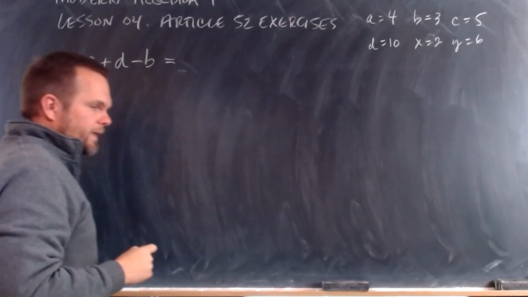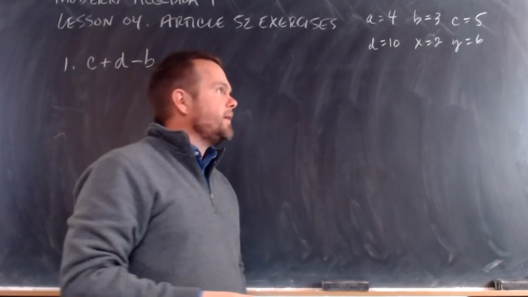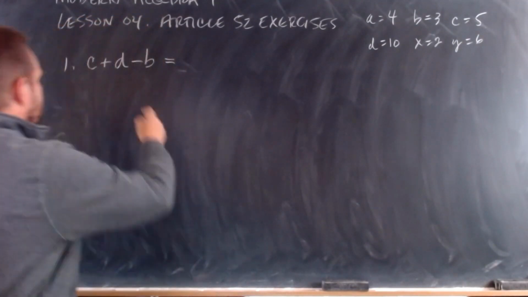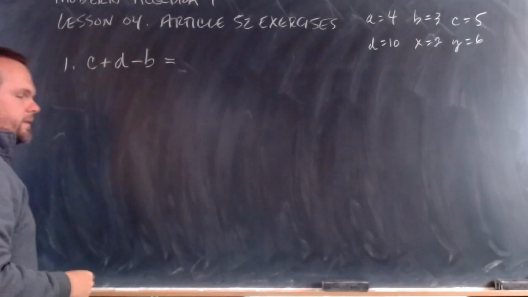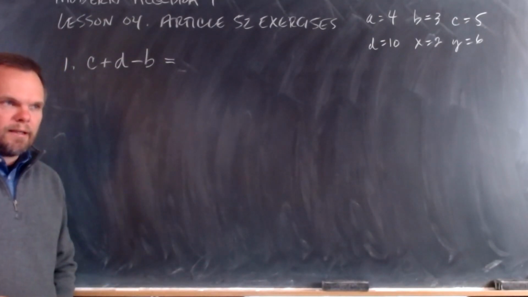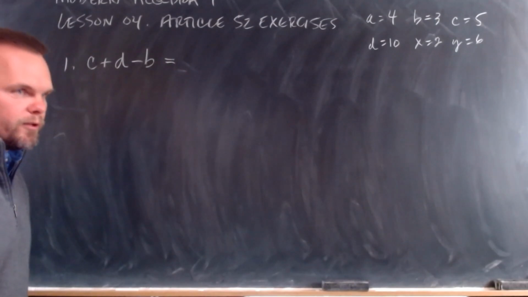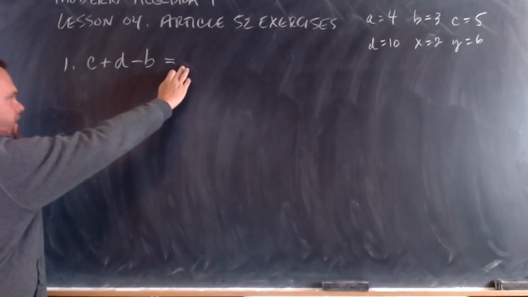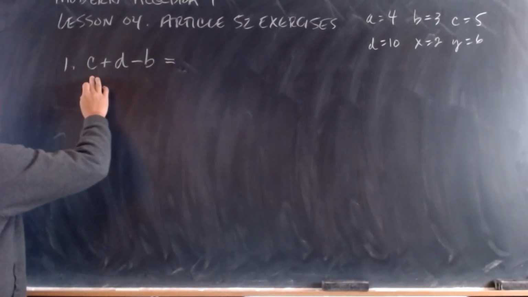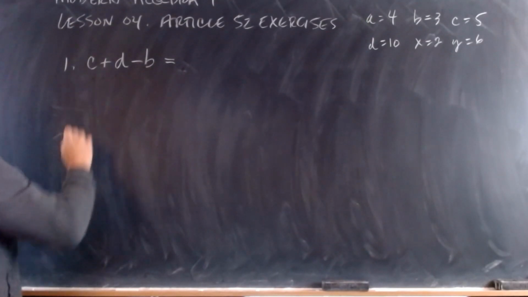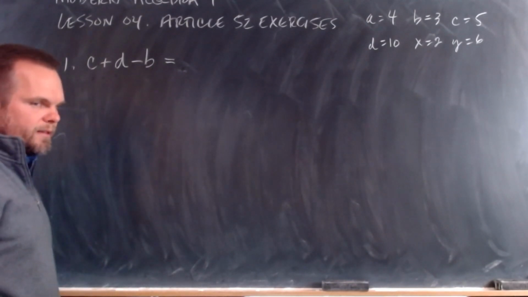And I've already read it. The quantity C plus the quantity D minus the quantity B. Okay? And if you want to be even more complete, you'll say, what is the sum of the quantity C plus the quantity D minus the quantity B?